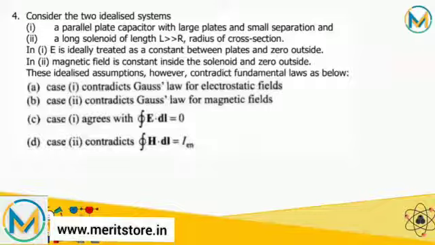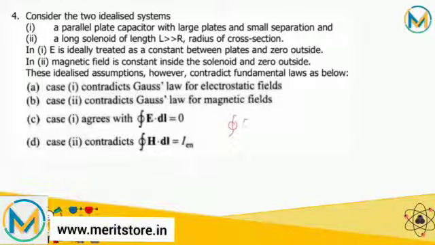The electrostatic field lines do not form a continuous closed path. This follows from the conservative nature of the electric field, while the magnetic field lines form closed paths. Now, according to Gauss law, the closed integral of E·ds equals Q upon epsilon naught for the electrostatic field. It does not contradict for the electrostatic field, as the electric field lines do not form a continuous closed path.